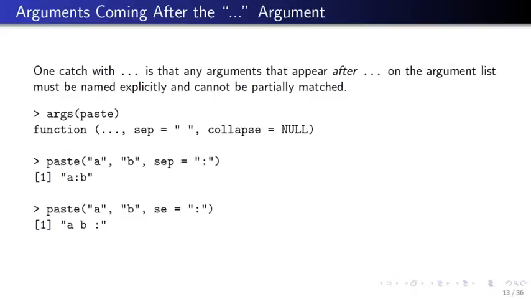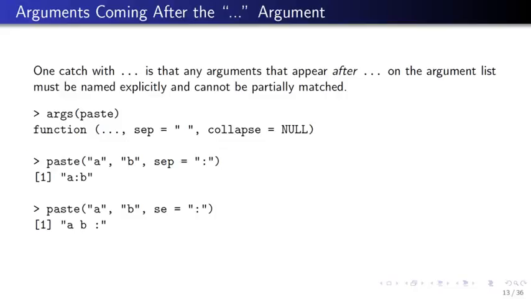One catch with the ... argument is that any arguments that appear after the 3 dots in the argument list must be named explicitly, and furthermore cannot be partially matched. So you can't use positional matching or partial matching for arguments that come after the 3 dots. This makes sense because otherwise there's no way for R to know whether you're passing something to the ... or to a different argument.